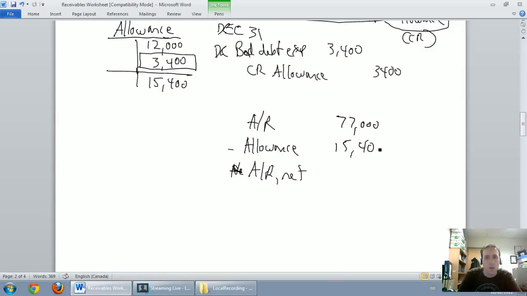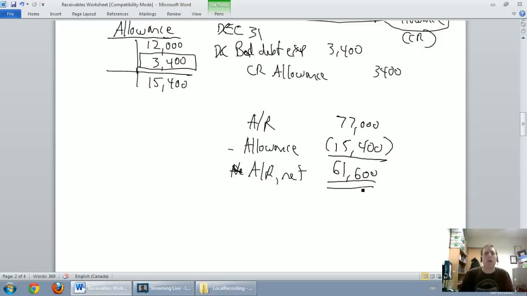I don't want to tell you the number of times I've had students write 3,400 in as this number, write the amount of the journal entry. No. It's the ending balance of our allowance, and that's 15,400. So 77,000 minus 15,400 will give us the net amount of our accounts receivable. 77 minus 15,400 is 61,600. That's our net AR. That's the number that needs to appear on the financial statements beside our accounts receivable.